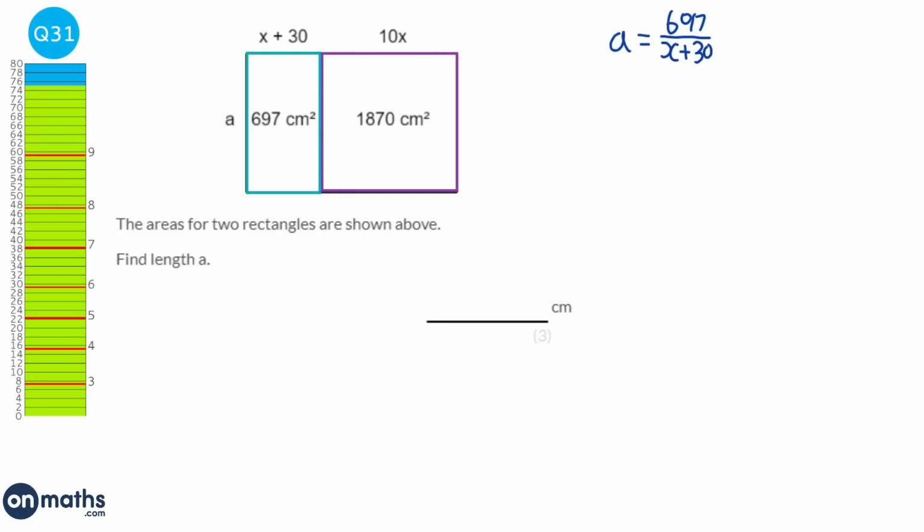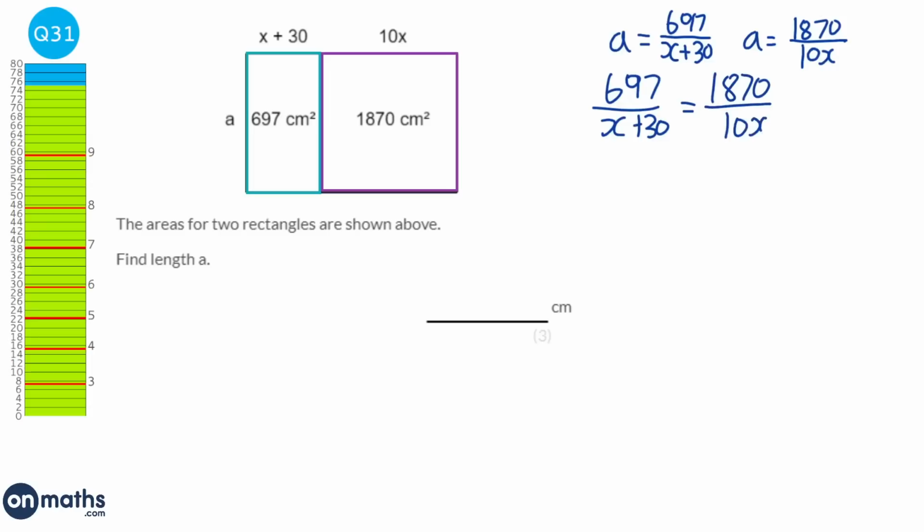And this time we have A equal to the area of it, which is 1870, divided by the 10x. Now because both of these are equal to A, we can just get both of these fractions equal to each other. And what we can do is work out what x is going to be. So first thing I'm going to do is put my lines in because we are looking to solve. This is probably going to take a while.